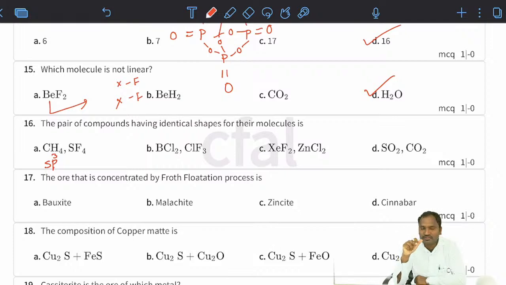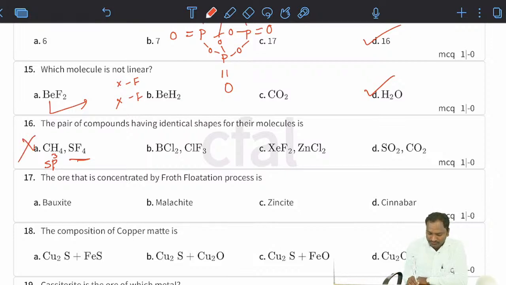So 4 electrons are involved in bond formation. Only 1 pair is left, that is a lone pair. So 4 sigma bonds and 1 lone pair. Total 5, sp3d hybridization. Since there is 1 lone pair, it has distorted tetrahedral shape. So these 2 are not having identical shapes. So this option you can eliminate.